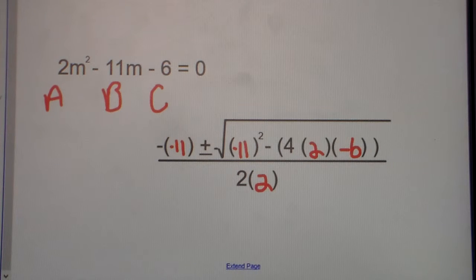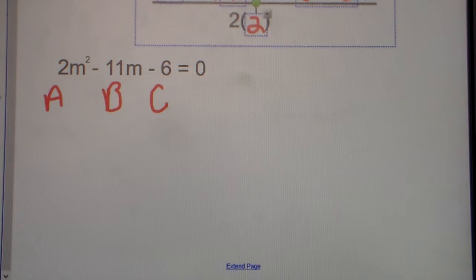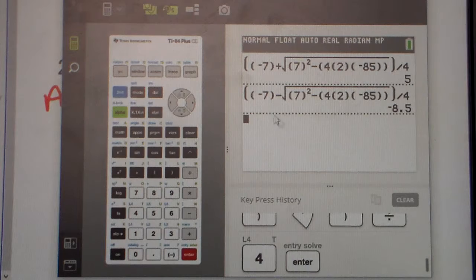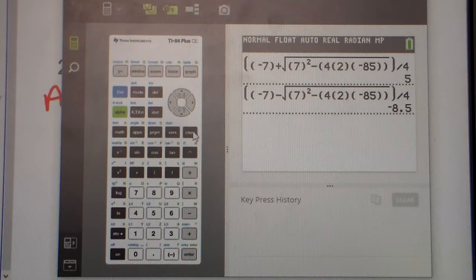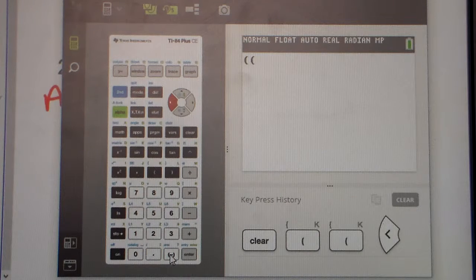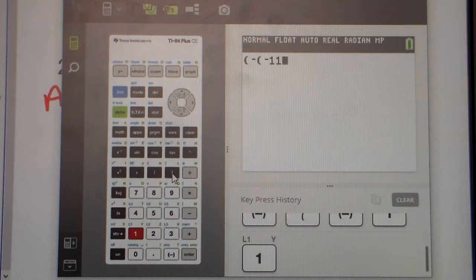Now we're going to put all this into the graphing calculator. So I'm going to bring that up here for myself so I can see it. Let's put it into the graphing calculator. Alright. Open parentheses for the top numerator. Then we hit a minus sign. Then we open another parentheses and type in -11. Close parentheses. We'll first do the plus sign. Then we're going to do the square root.